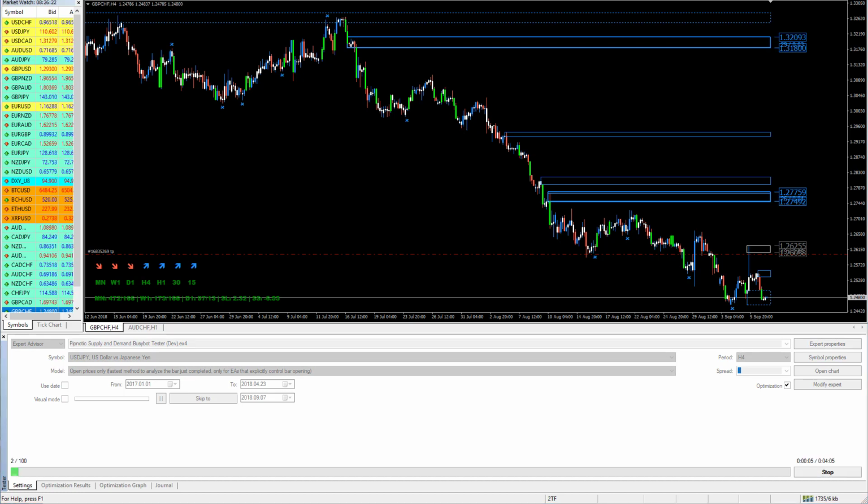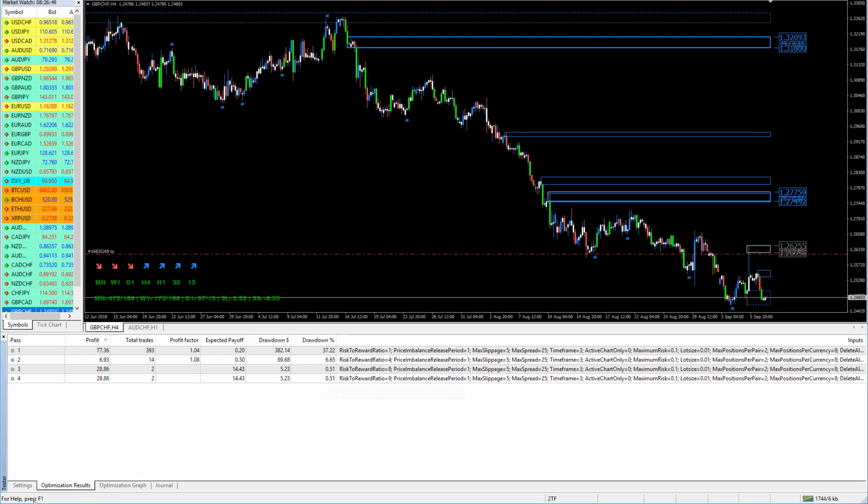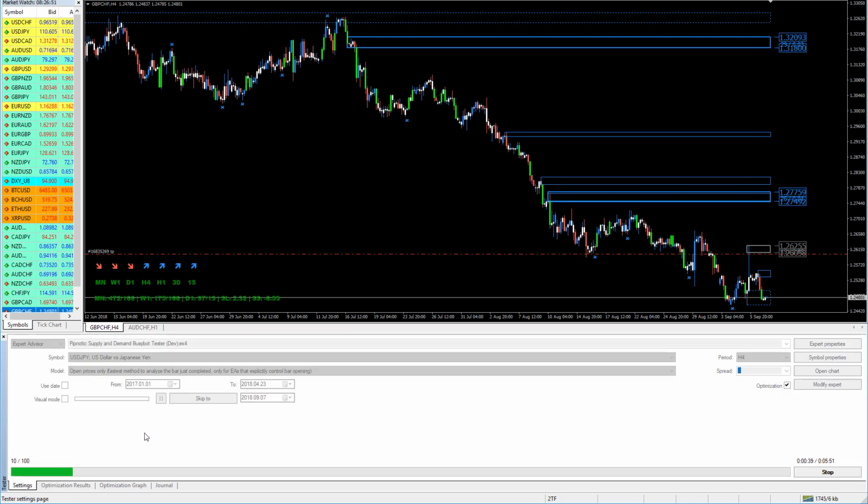Okay, quick update. It identified 100 combinations. Now it's running through those, and you can see how it's slowly moving. Now we've done 4 iterations out of the 100, 5. If we have a look, you can see the results so far. The best profit so far is 77. Drawdown of 37, so really high drawdown. You can see risk reward multiplier is 1, and price imbalance period is 1. So it goes through all different possible combinations. We'll let it run for a little bit longer, and we'll have a look at the results.